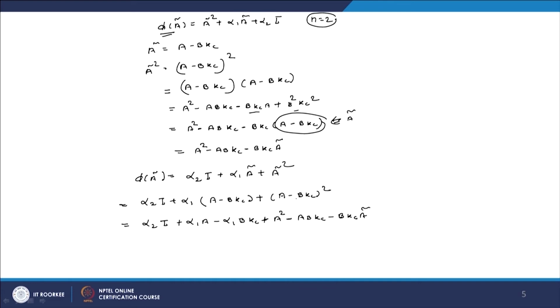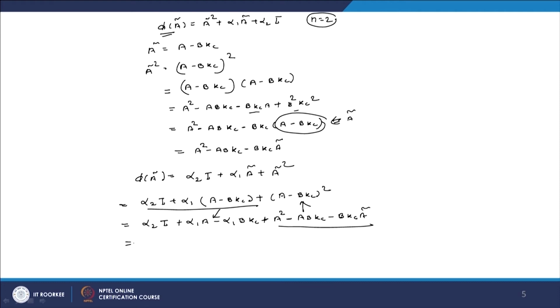Here a minus b k c square, that is nothing but a bar square. So, a bar square we have already determined. So, simply without solving here we have replaced the value of a bar square as a square a b into k c minus b k c into a bar. Just see here this part is nothing but this one, and this portion is nothing but this one. Now, again we simplify these equations.